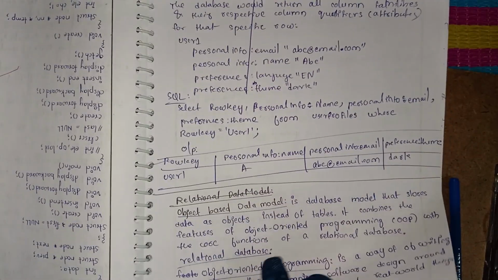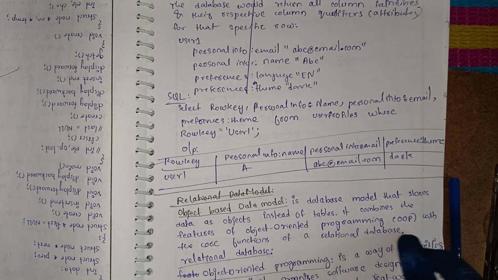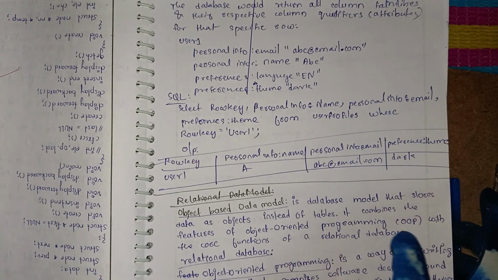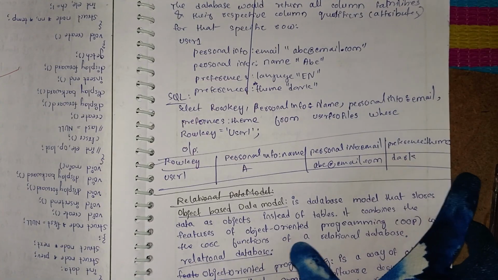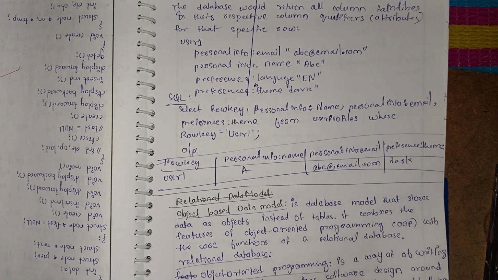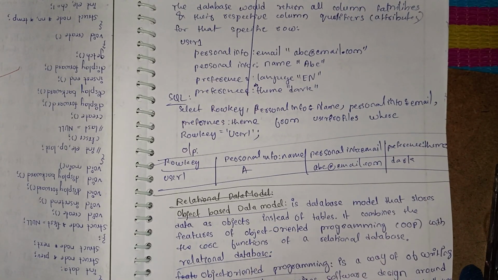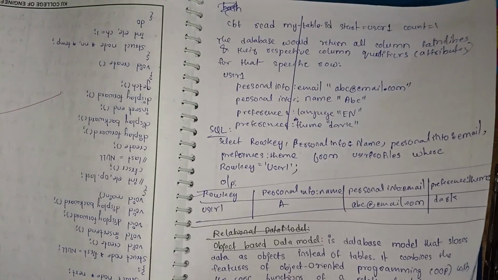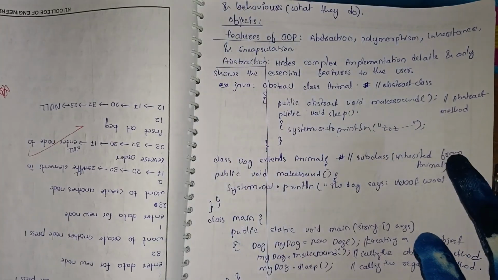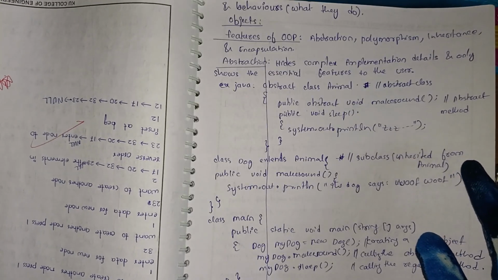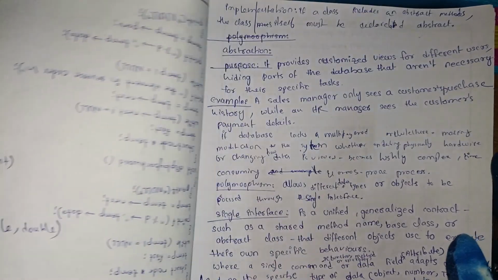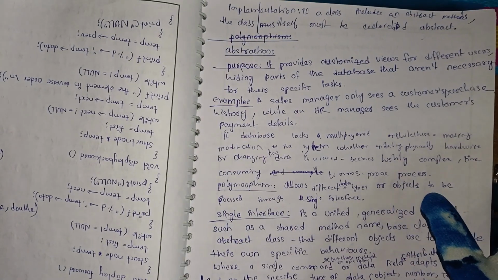So here object oriented programming language features are combined with the core functions of a relational database. As we have seen, for all features of object oriented programming language, I have given one example.